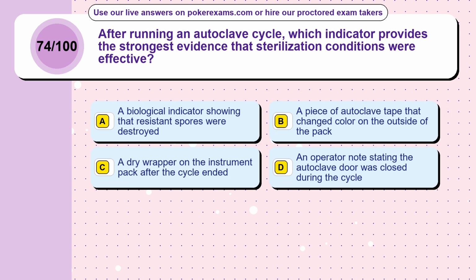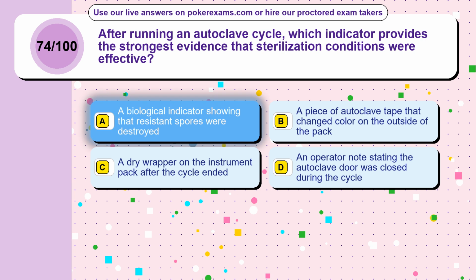Question 74. After running an autoclave cycle, which indicator provides the strongest evidence that sterilization conditions were effective? Option A. A biological indicator showing that resistant spores were destroyed. Option B. A piece of autoclave tape that changed color on the outside of the pack. Option C. A dry wrapper on the instrument pack after the cycle ended. Option D. An operator note stating the autoclave door was closed during the cycle.